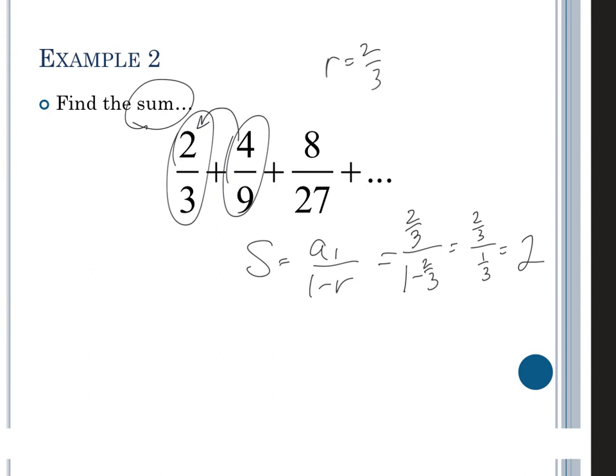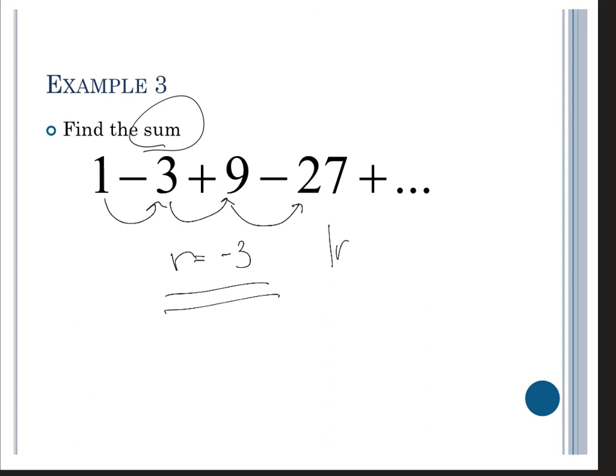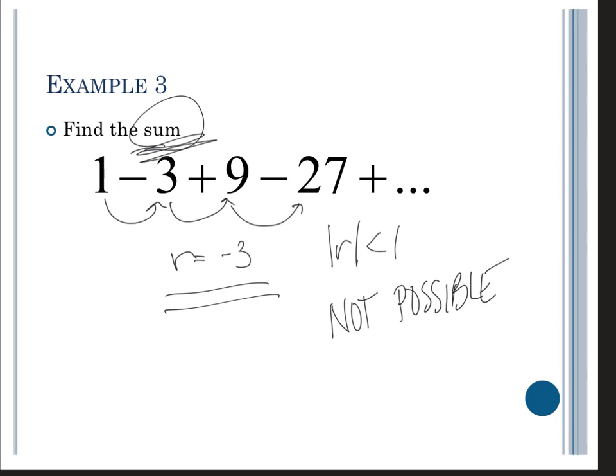All right, and last example for this particular lesson. What is the ratio? How do I get from here to here to here? The ratio is -3. I need the absolute value of the ratio to be less than 1, which I don't have here. This sum is not possible. So just because the question asks you to do it, make sure you check and see if it's even possible.